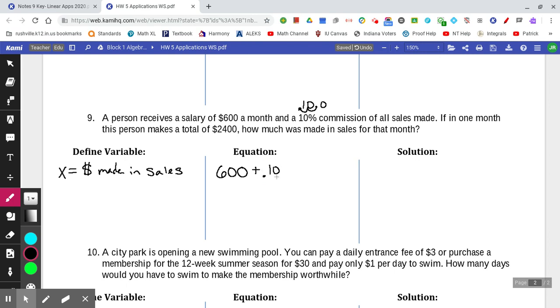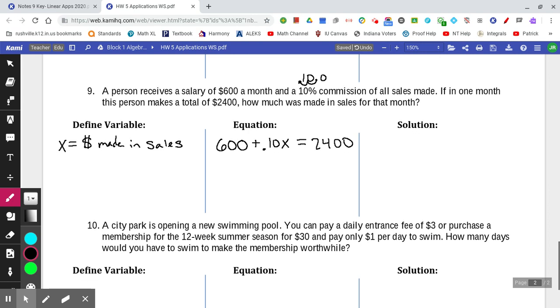Okay, so this is 10% of all sales made. We don't know how much sales were made, and that's why we have our variable x that represents how much sales were made. So 0.10 times x. In 1 month, this person makes a total. Remember, that means addition. We've already added these two values that represent how they make money. They make a total of, so this equals $2,400. So there's your equation. Go through, work backwards, find x, and that will represent how much money was made in sales for that month when the person made a total of $2,400.